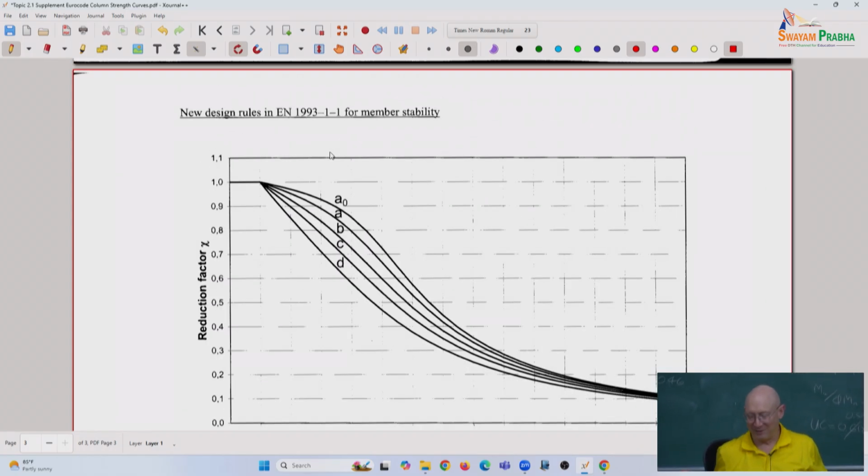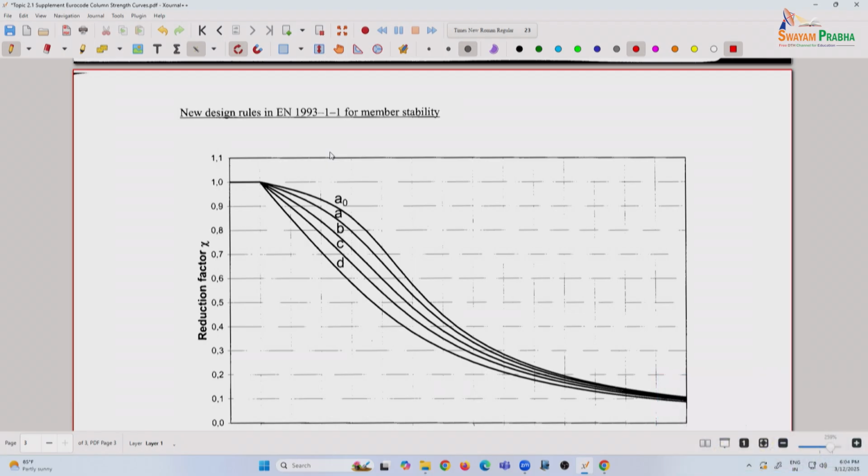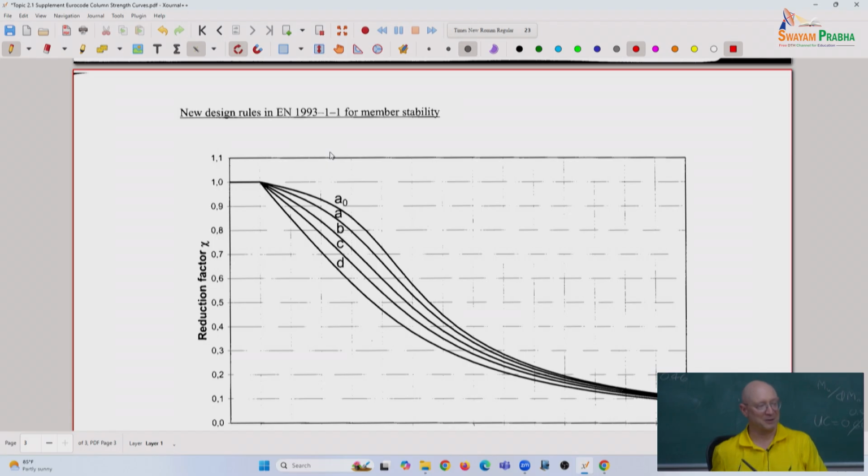Again, I think there is a justification for multiple curves, but in American practice, most practicing engineers say, yeah, I know you could put that in a spreadsheet, but AISC has very beautiful design aids to look up column strengths, and if we started to do that with multiple column curves, I think those would become more complicated.